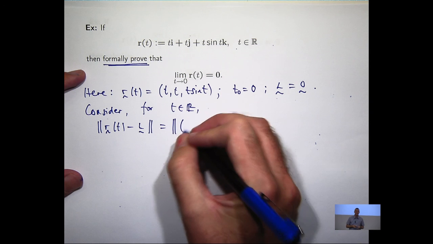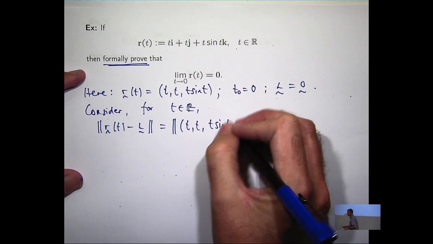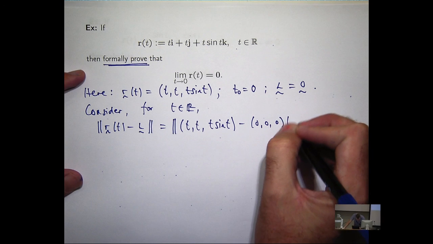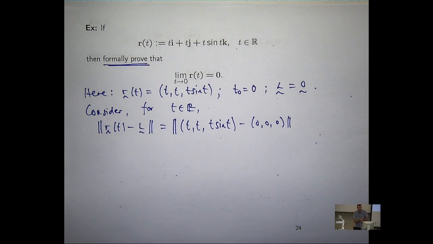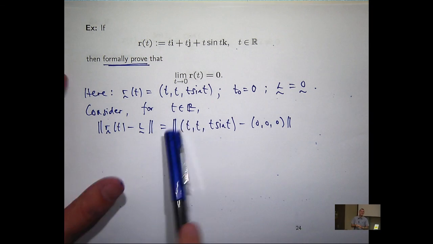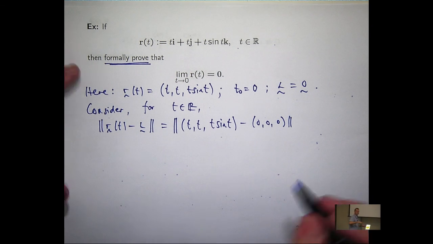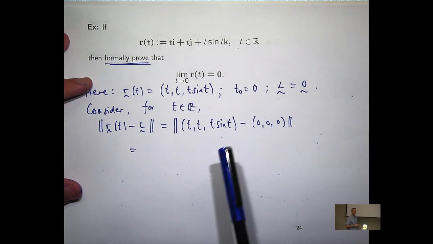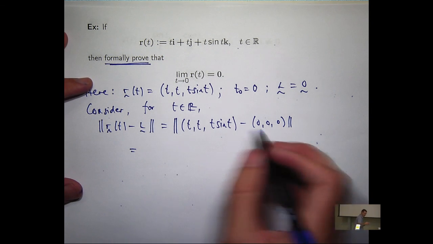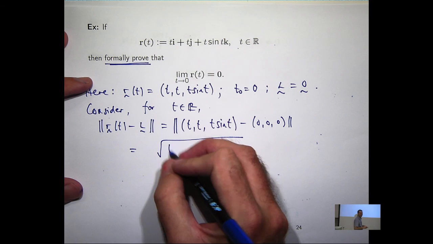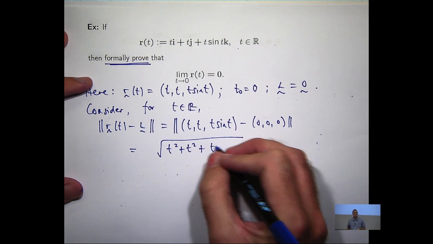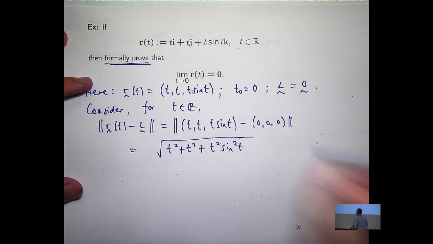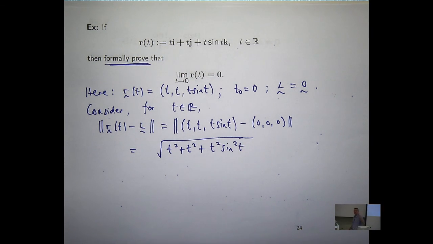All right, so it's t sine t minus 0, 0, 0. Now, that's pretty easy to simplify. We've just got the 0 vector here, so we don't really need to do anything. But remember, we've got magnitude here. So we need to square each of the components, add them together, and take the square root. So the zeros aren't going to affect anything. Okay. Well, I've got a common factor of t.